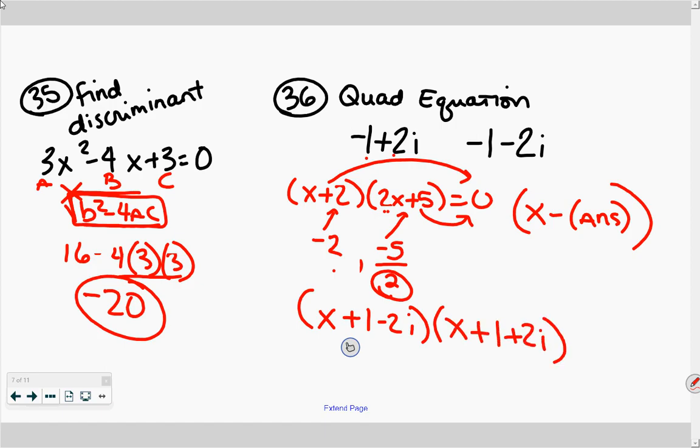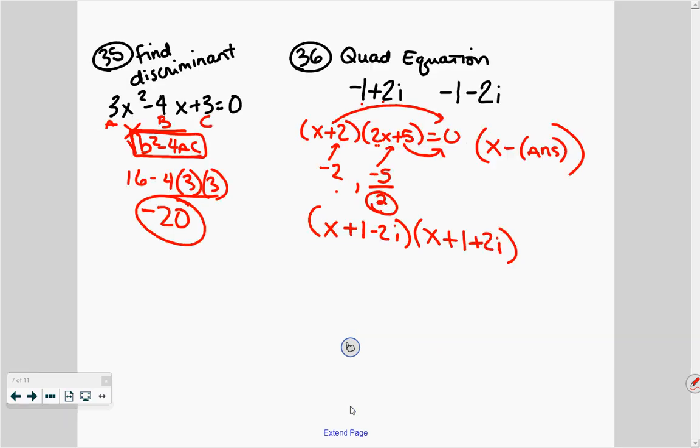Okay, so in this one, they asked for you to actually write the original quadratic equation. Okay, not to factor it, not to solve for it, because they actually already solved for it. They told you that these are the answers to write the quadratic equation. So in order to do that, once you plug it back into those parentheses, you've now got to distribute and combine like terms.